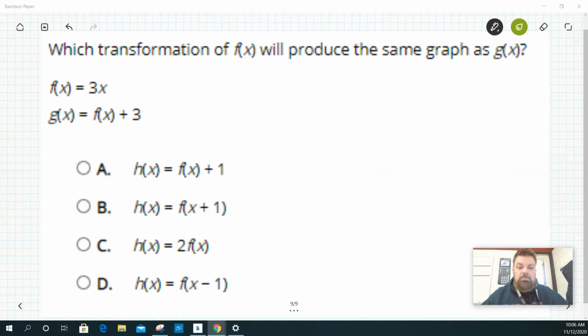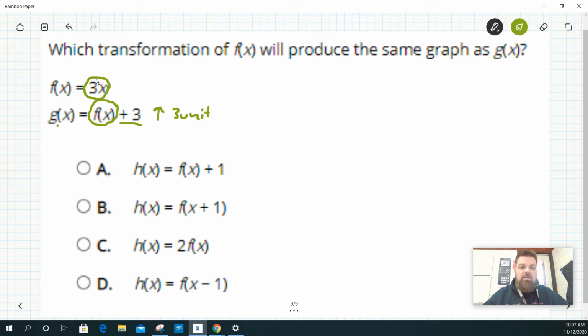So in this example, what we're trying to do is figure out this transformation. I have f of x, which is 3x, and then I have another function, g of x, which is the same as f of x plus 3. Now, I know that this is going to give me a vertical shift, or a vertical translation, of 3 units to whatever f of x is.